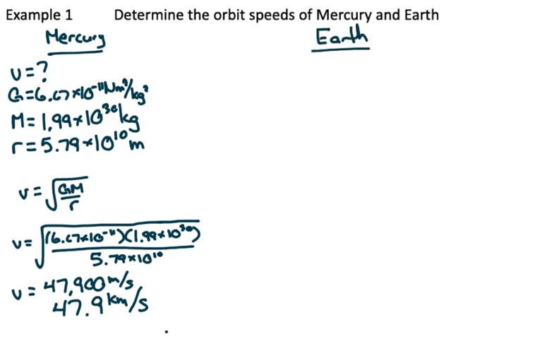Same idea for the Earth. G is always constant. M will continue to be the mass of the Sun, but now we need the orbital radius of the Earth, which is 1.49 times 10 to the 11th meters.